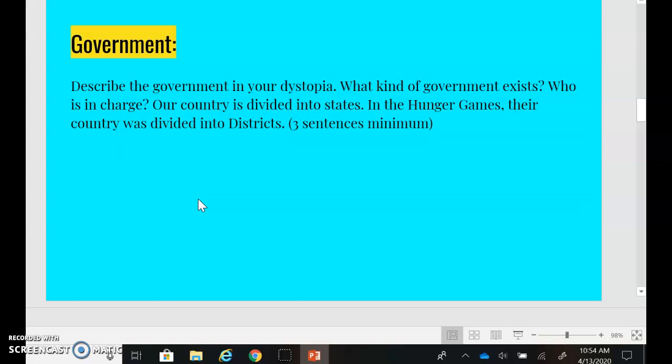How are you going to divide up your society? Is it going to be divided up at all? Those are things that you want to think about because it's your society. How do you want it to be?